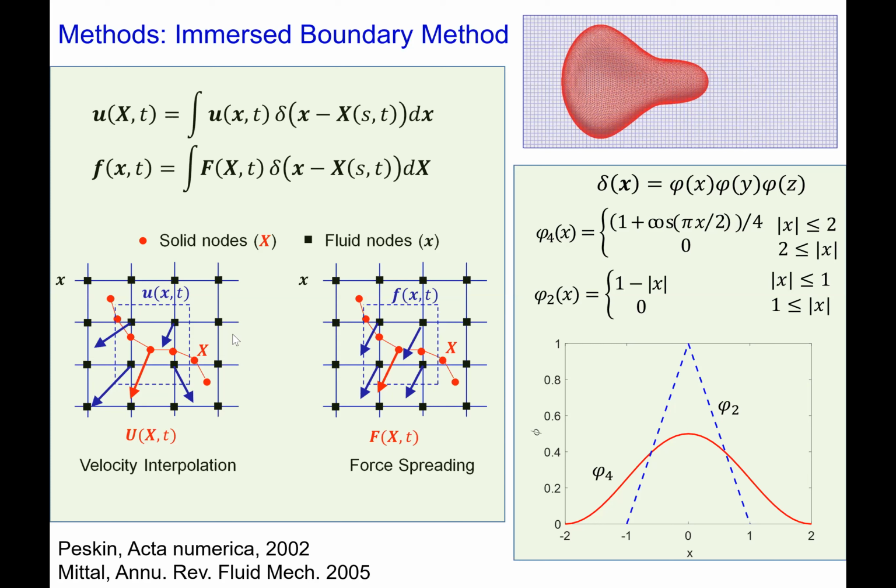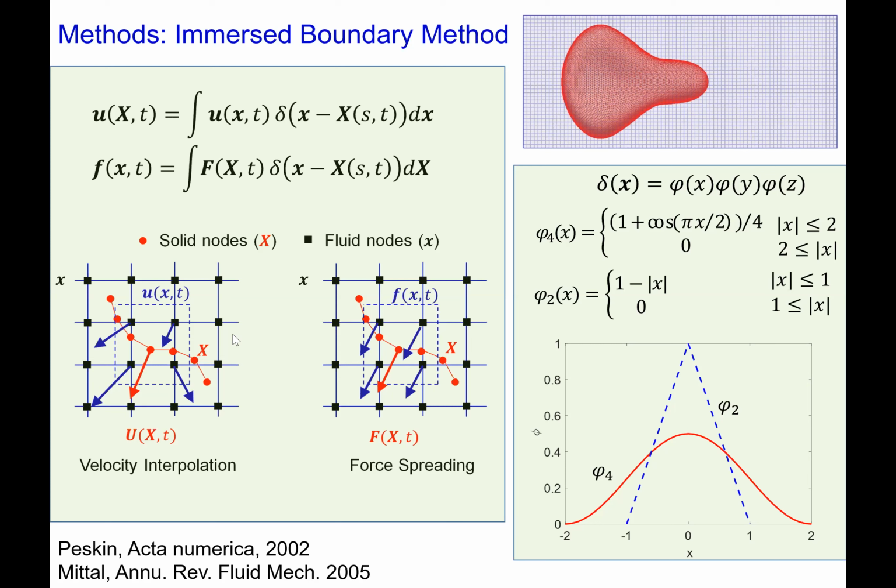And then at the same time, we make sure the force, the stress on the surface membrane, is transferred to the fluid as well, which is represented by the second equation. We spread out the solid force to the local fluid. We use the delta function, which is an interpolation function, to find the average of the fluid and also spread out the force to the local fluid.